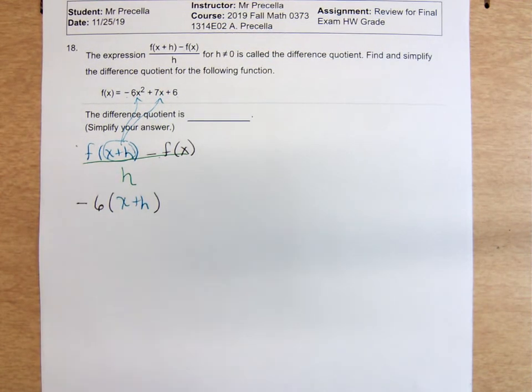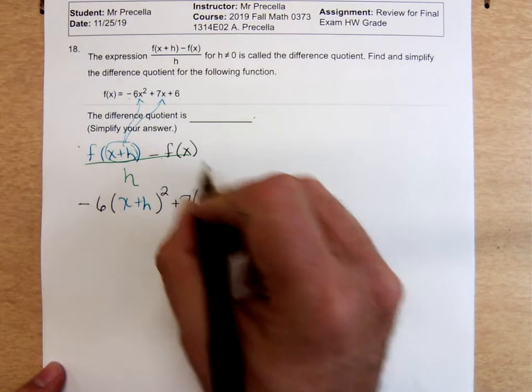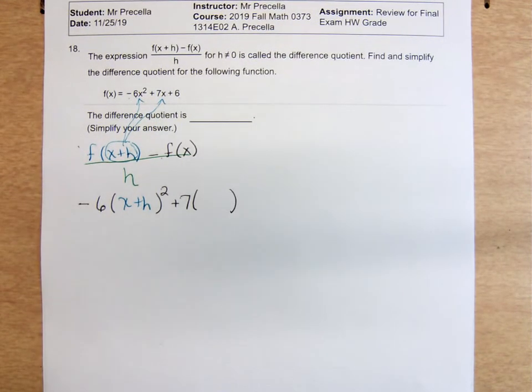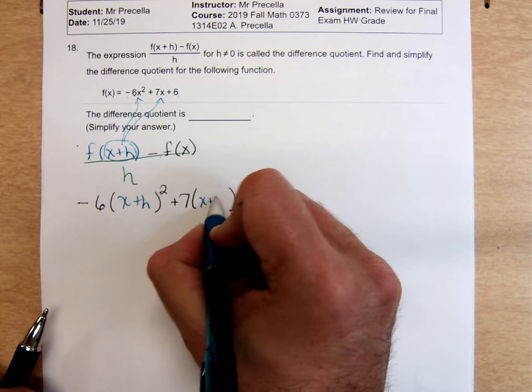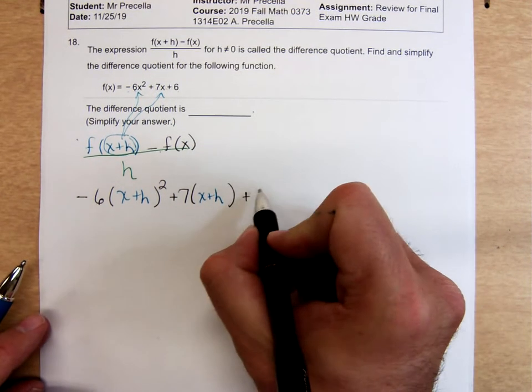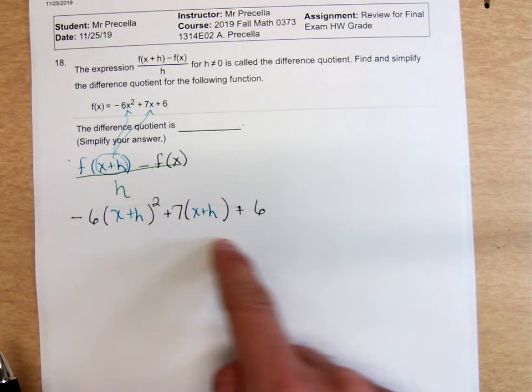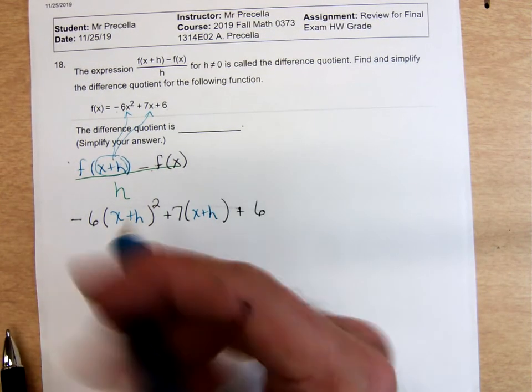Plus 7. In place of the black x, I'm putting the blue x plus h. And then a plus 6. Okay. Now, let's see. Oh, I've got to simplify all of this stuff. You got to start with this x plus h squared.